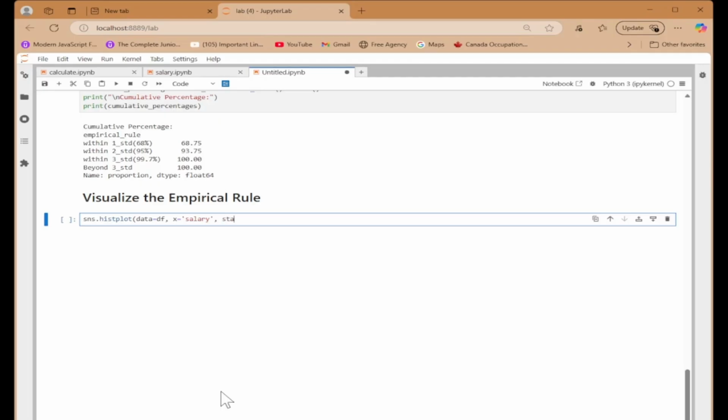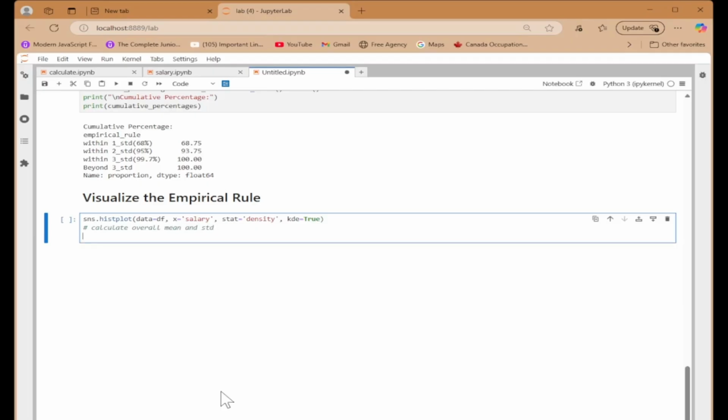And stat equals density. We want to show a density curve. And KDE equals true. We would like the curve overlay. To make that effective, we need to calculate the overall mean and standard deviation. So that we do with this.